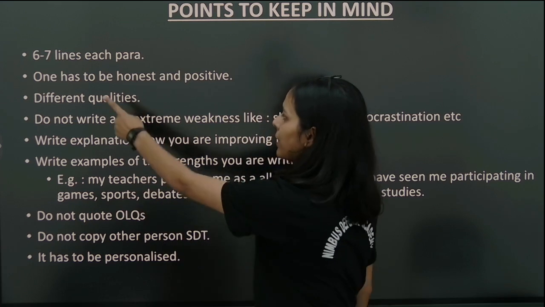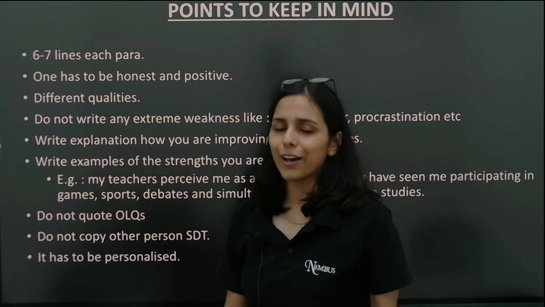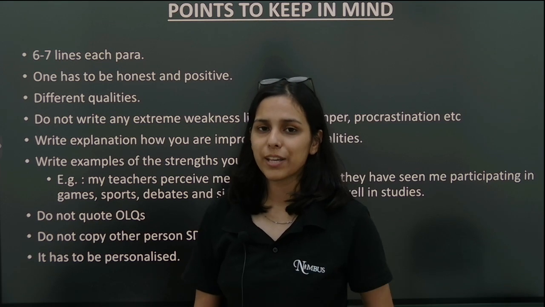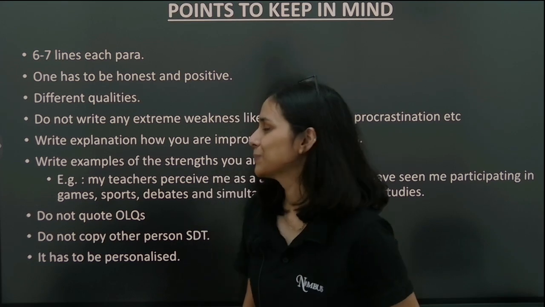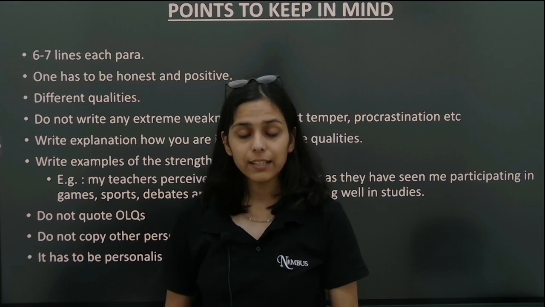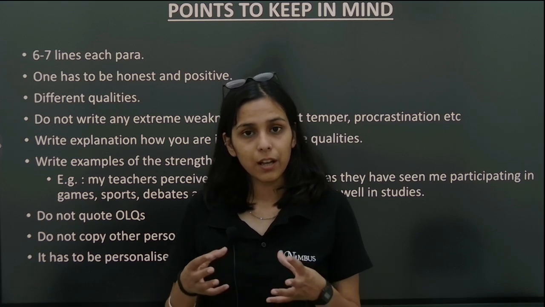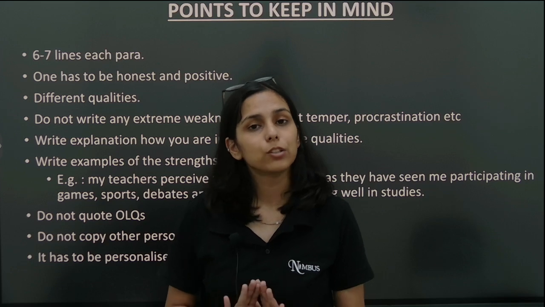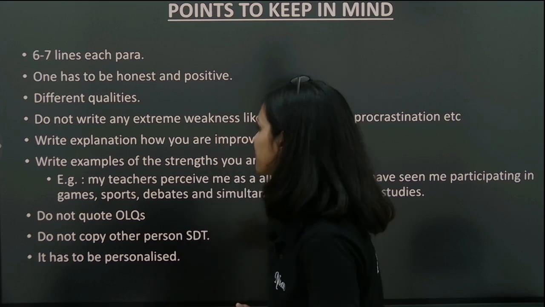Okay, one has to be honest and positive. So honesty, positive and confident is actually the trinity which you have to keep in mind before going to the SSB. If you showcase this, then half of the battle is won. Third is different qualities. This also we talked about in the last video, that in each paragraph every quality, every weakness will be different. It will not be the same or even similar. No synonyms will be used. It has to be different.